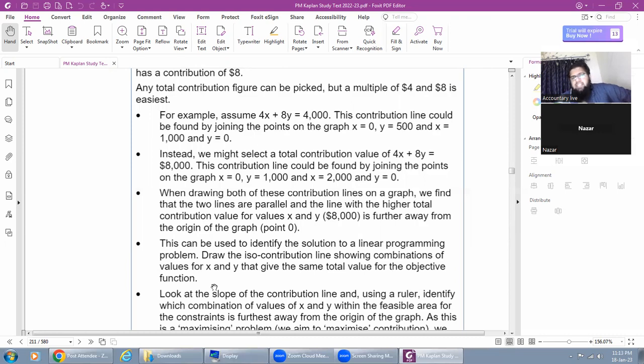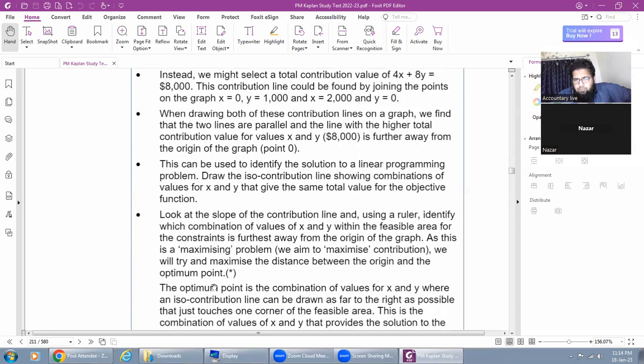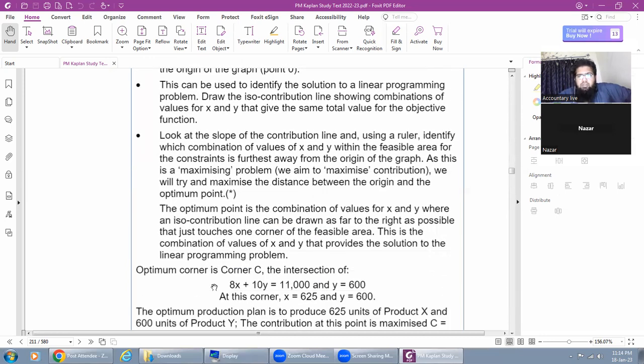This can be used to identify the solution to a linear programming problem. Draw the iso-contribution line showing combinations of values of X and Y that give the same total value for the objective function. Look at the slope of the contribution line and, using a ruler, identify which combination of values of X and Y within the feasible area is furthest away from the origin of the graph. As this is a maximizing problem, we aim to maximize contribution. We'll try to maximize the distance between the origin and the optimum point.